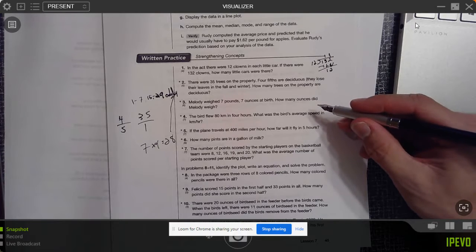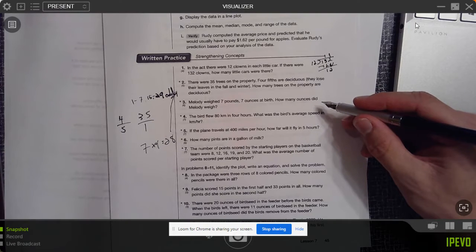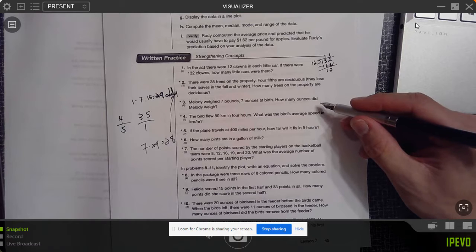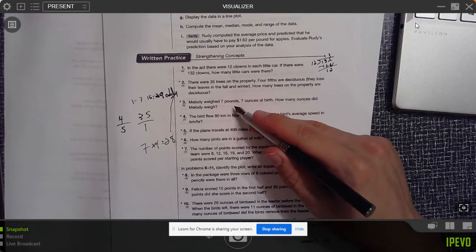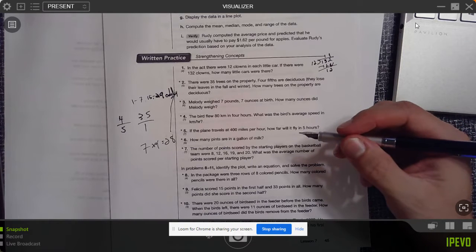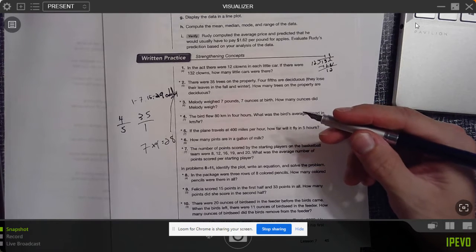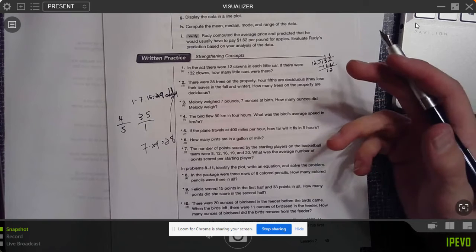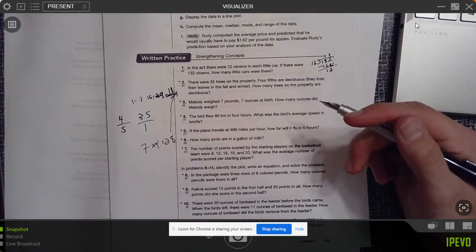Melody weighed 7 pounds, 7 ounces at birth. How many ounces does Melody weigh? Oh, total ounces. Okay, so they want to know how many ounces to a pound, and then they just want to add those 7 ounces. Well, 16 ounces to a pound. Also, my son weighed 5 pounds, 5 ounces at birth.